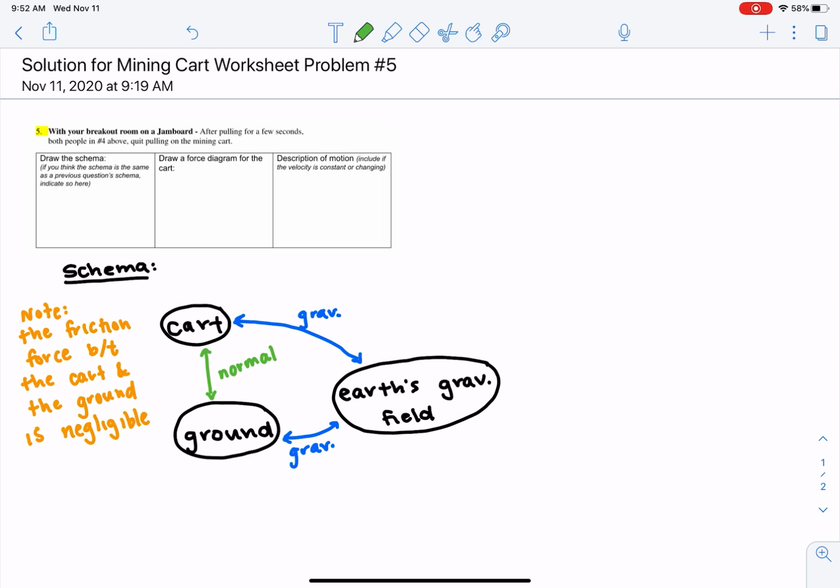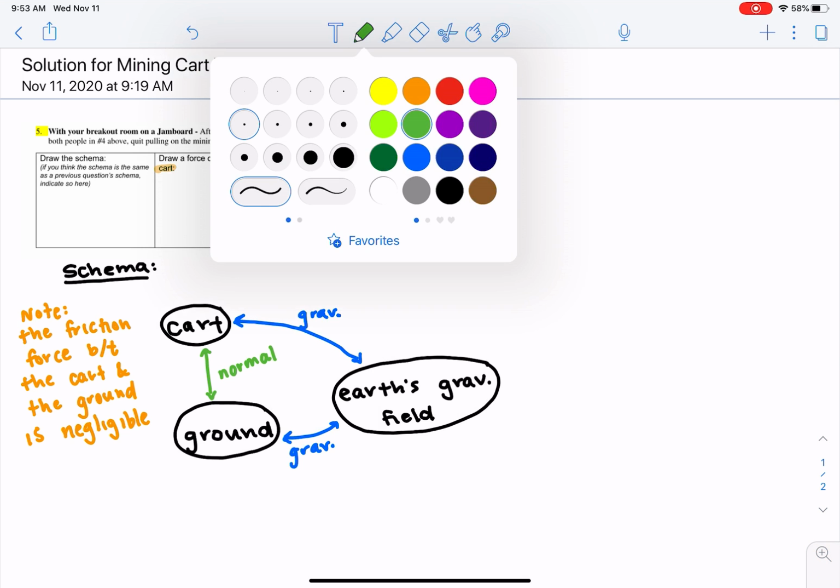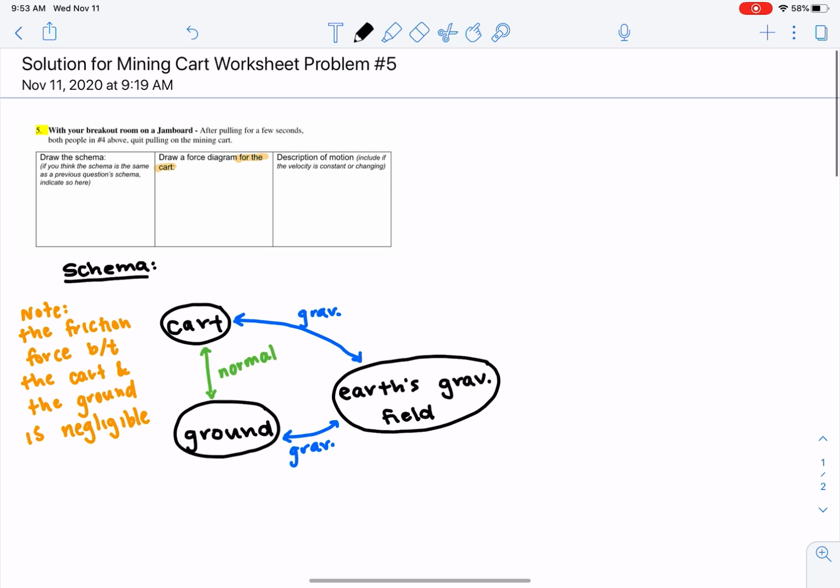I added a note just for reference that in some situations with contact forces, we add a friction force. In this case, the friction that may be between the cart and the ground, we're considering negligible. It's not having a big enough effect on what's going on to add it into our schema. So let's transition this schema into our force diagram. The first thing we want to note is that the force diagram is for the cart. And that means that we're considering the force diagram from the perspective of the cart.